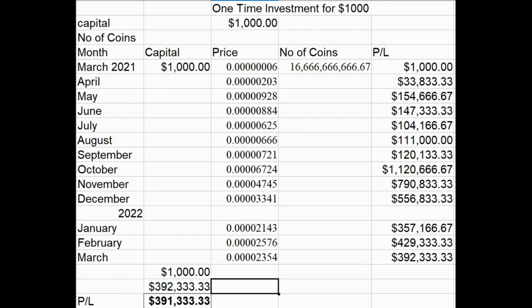Let's continue. From January of 2022, the price is lower than the price of December of 2021, but you notice that the price increased from February to March of 2022 to $0.00002354 with the profit loss of $392,333.33, and you notice from $1,000 to $392,333.33 is giving you 391 times in return compared to the bank.